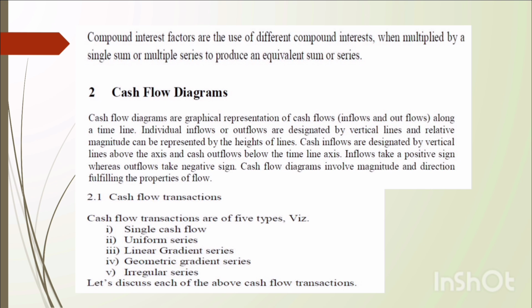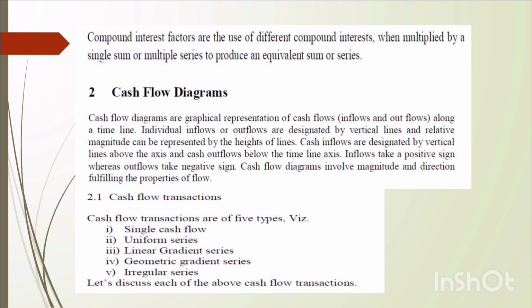Then the main important topic, which is nothing but the cash flow diagram. What is meant by cash flow? A cash flow diagram is a graphical representation of cash flows, meaning the inflows and outflows along a timeline. Individual inflows or outflows are designated by vertical lines, and relative magnitudes can be represented by the heights of the lines. Cash inflows are designated by vertical lines above the axis, and cash outflows below the timeline axis. Inflows take a positive sign whereas outflows take a negative sign. Cash flow diagrams involve the magnitude and direction of flows.